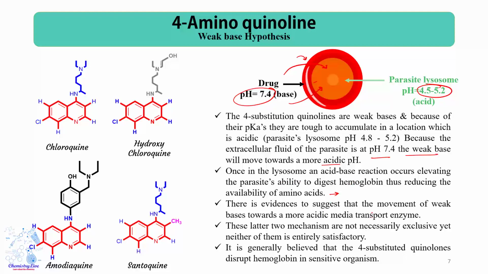That is the evidence which suggests the movement of weak base towards a more acidic media through a transport enzyme. These latter two mechanisms are not necessarily exclusive, yet neither of them is entirely satisfactory. It is generally believed that 4-amino or 4 substituted quinolines disrupt hemoglobin in a sensitive organism. They disrupt the hemoglobin. Which ones? 4 substituted quinolines disrupt the hemoglobin.